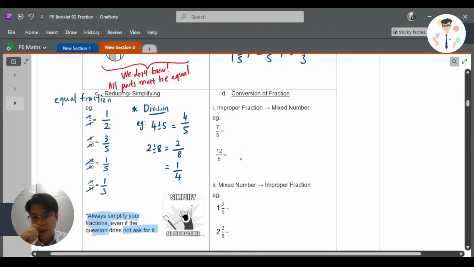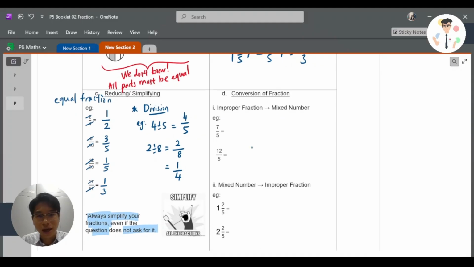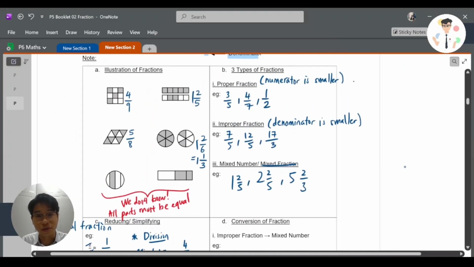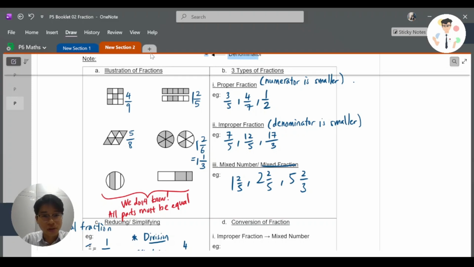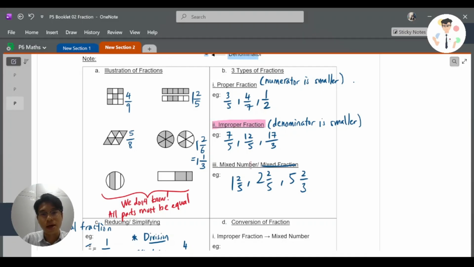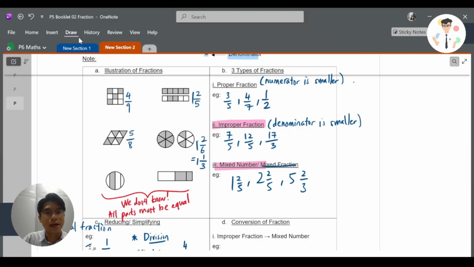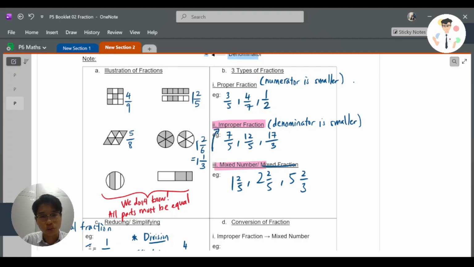Now, part D, conversion of fraction. So what happened is, as I have told you, we actually have 3 different types of fraction: proper fraction, improper fraction, and mixed number. And what is important to take note is that improper fraction and mixed number are actually something that can be swapped and changed. Means that I can change this 7 out of 5 to become a mixed number. Okay? And of course, the mixed number is 1, 2 out of 5, which is here.